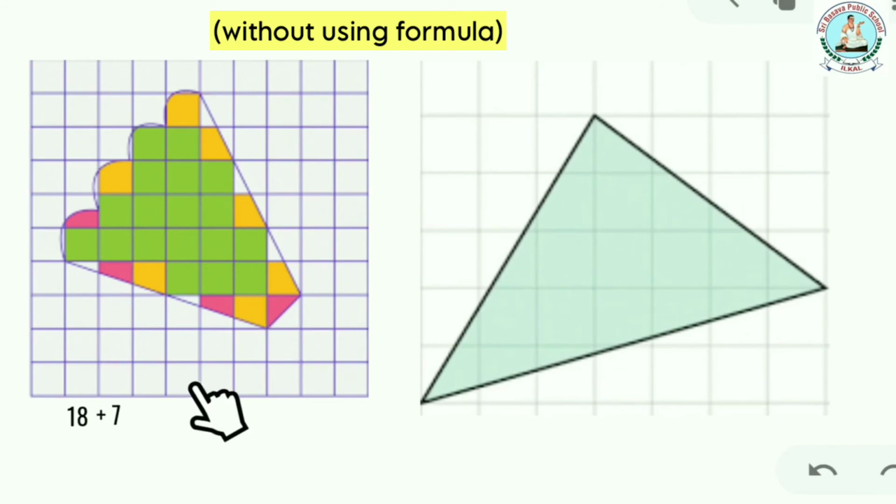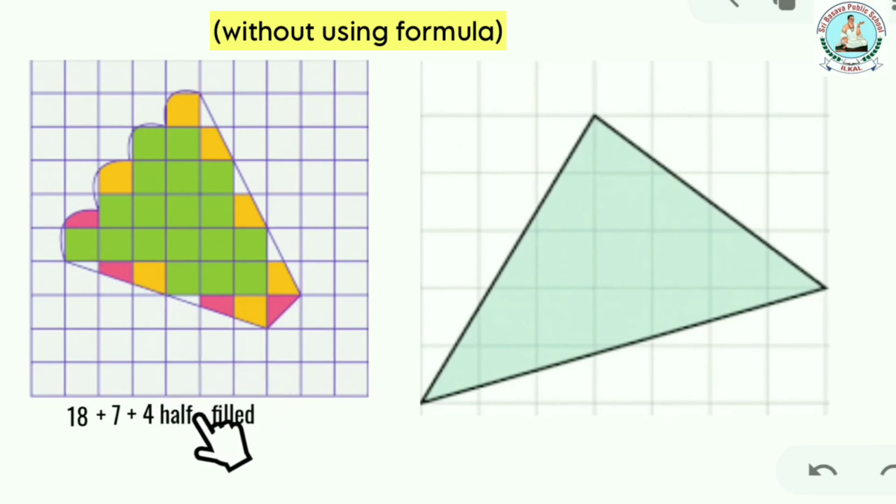Now count the squares which are exactly filled half, so which are in pink color. 1, 2, 3, 4. So there are 4 squares which are filled in half, so that's why you can write them like this. That is, there are 4 half filled squares and which are in pink color.